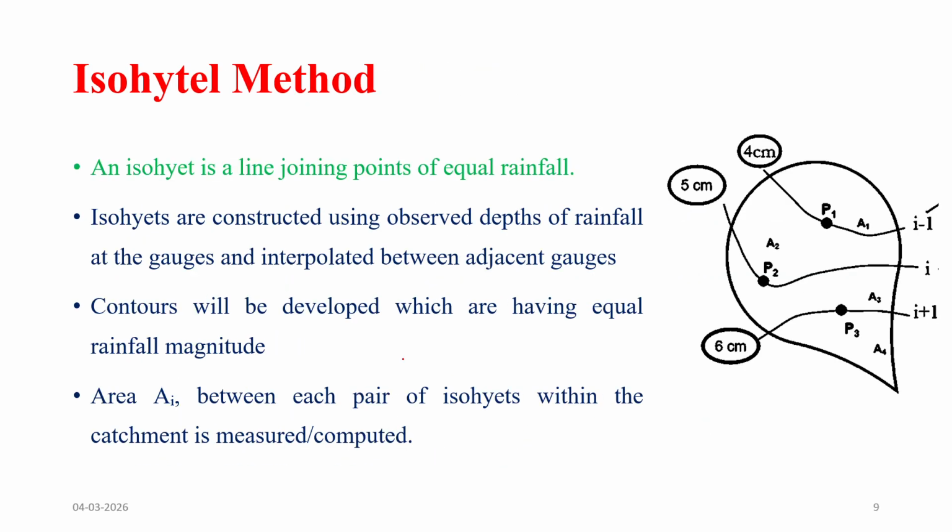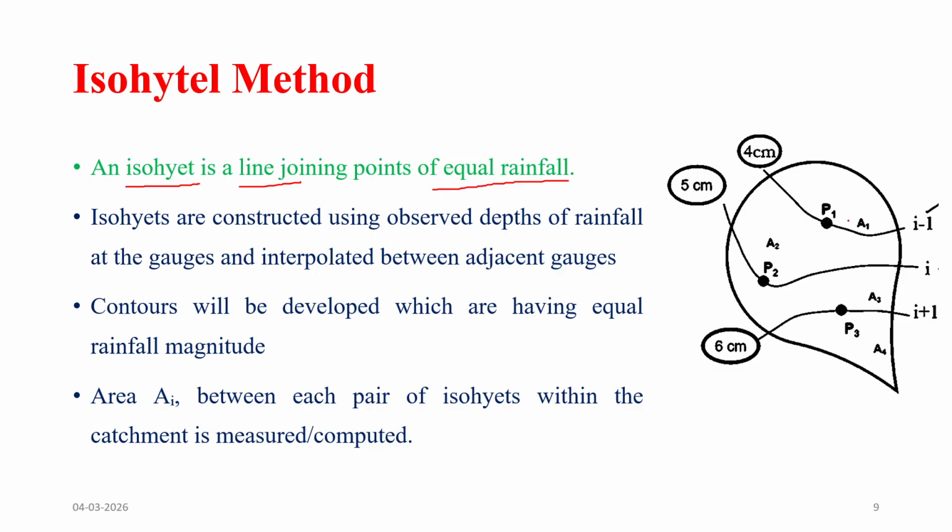For better results in varied topography or complex terrain, we turn to the next method, which is called the isohyetal method. To understand this method, first understand the term isohyet. An isohyet is a line joining points of equal rainfall, the same as a contour line. So an isohyet is a contour line joining points of equal rainfall. This contour shows how rainfall gradually changes across the catchment.